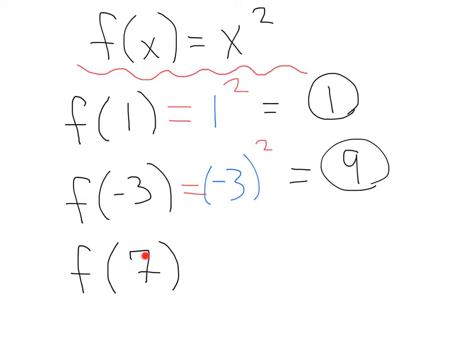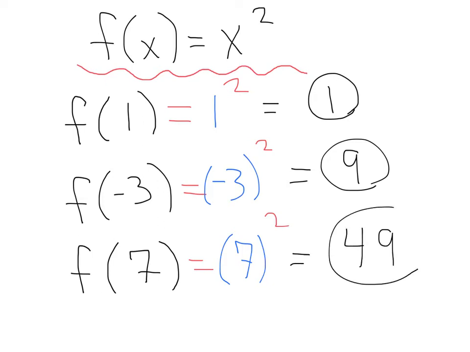Lastly, f of 7. This time we plug in 7 for x. That's going to give us f of x equals 7 squared, which is 7 times 7, or 49, and we've got our answer. So when evaluating functions, all you need to do is plug in whatever's in the parentheses, whatever represents your x, for x, and solve.